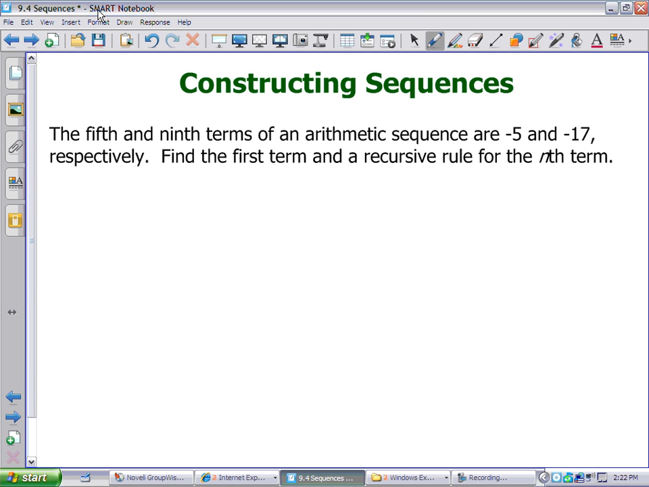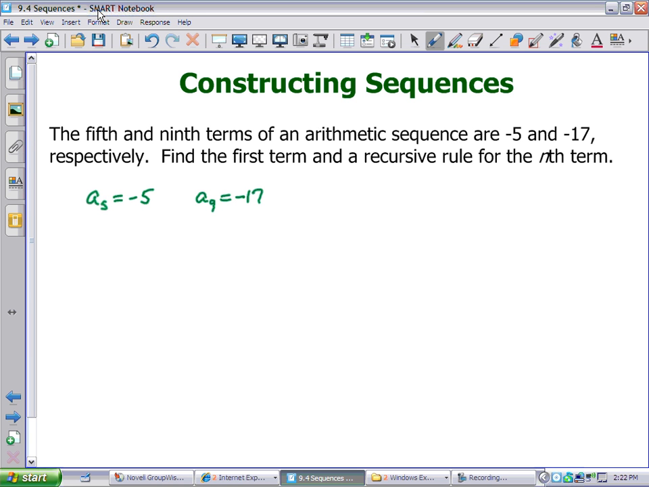Okay, they're telling me my fifth term is -5, and they're telling me my ninth term, so a sub 9, is -17. Then they want you to find the first term and write a recursive rule for the nth term. All right, so if we start off first by looking at the fact that I have a sub 9, okay?